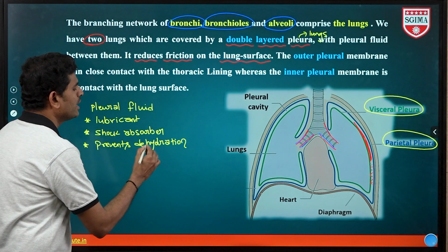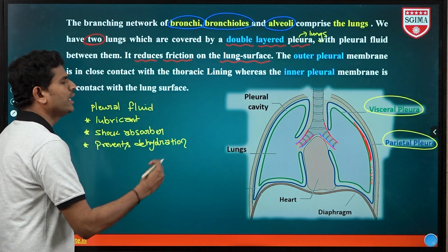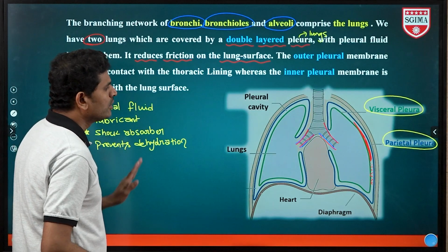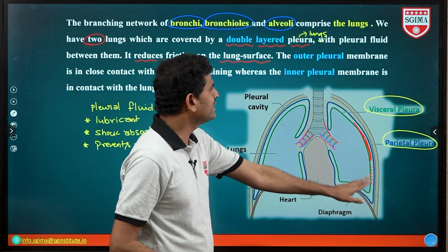Next one is prevents the dehydration. So it is a liquid. It prevents the dehydration or desiccation. That is the use of this pleural fluid present in the cavity.